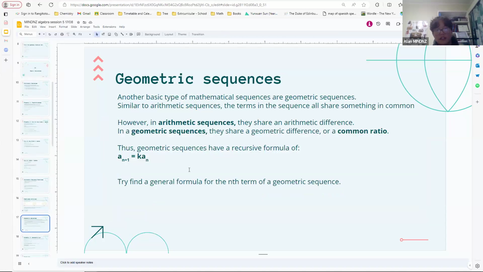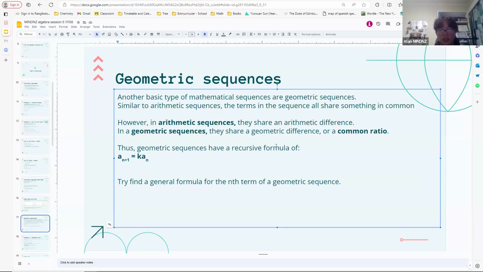And then the next series we'll cover will be the geometric series. In arithmetic sequences, we had a common arithmetic difference. And in geometric sequences, we have a common ratio. So we'll have a recursive formula of a_(n+1) equals k times a_n, or we can have a_(n+1) divided by a_n equals k, which is a common ratio.